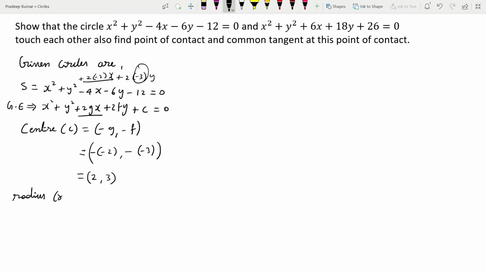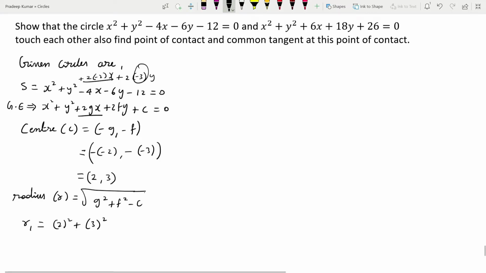The radius, which I'm representing with r, of the circle we get with the square root of g square plus f square minus c. We already have all the values, so we'll substitute. This is the first radius of the circle, so I'm taking it as r1, which is equal to the square root of g, which we got as 2, so 2 square, plus f, which we got as 3, so 3 square, minus c. In the given equation it was minus 12, so c is minus 12.